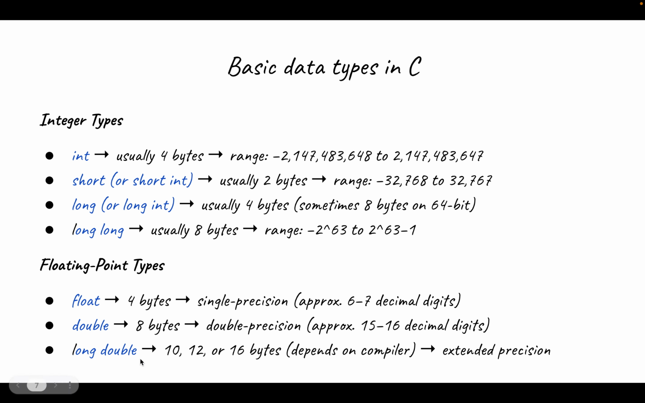For long double, 10, 12 or 16 bytes. The size of long double is 10 bytes, 12 bytes or 16 bytes, depending on the compiler. Extended precision, so the decimal digits will be more than double.